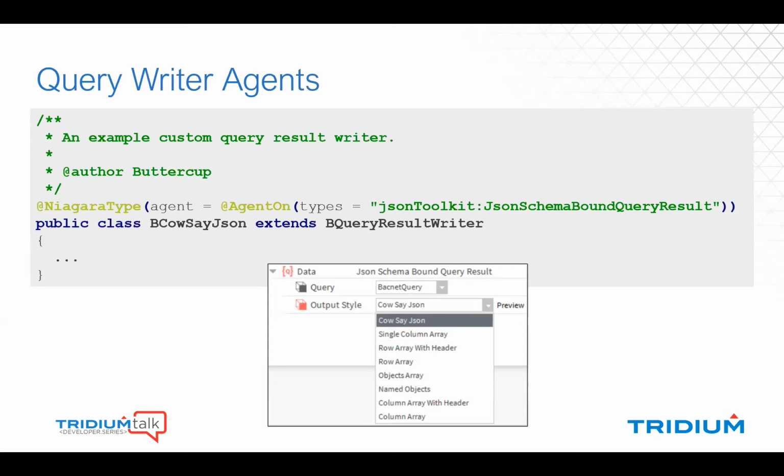So all the developer needs to do is extend BQueryResultWriter to define their own query output styles. To make it appear as an option in the drop-down list in Workbench, then all you need to do is make that same class an agent on JSON schema bound query result, sorry.